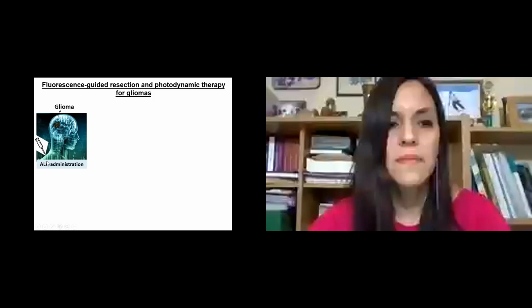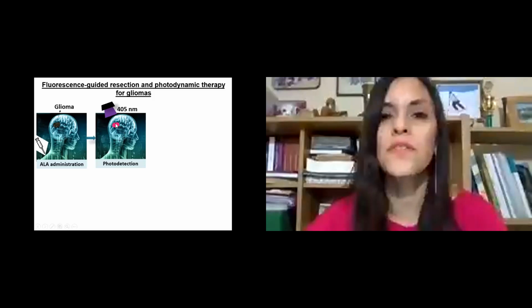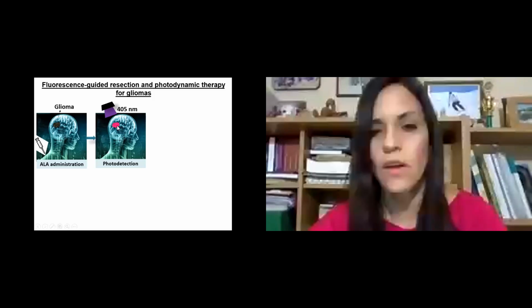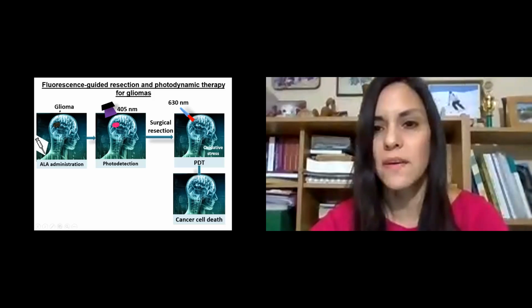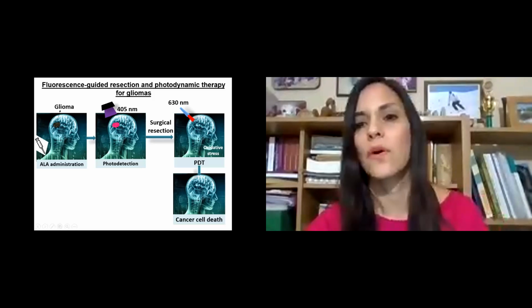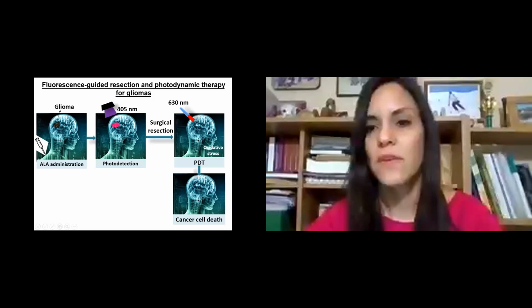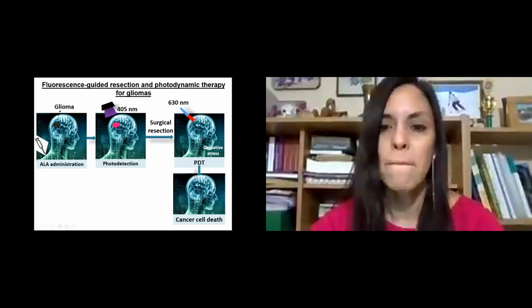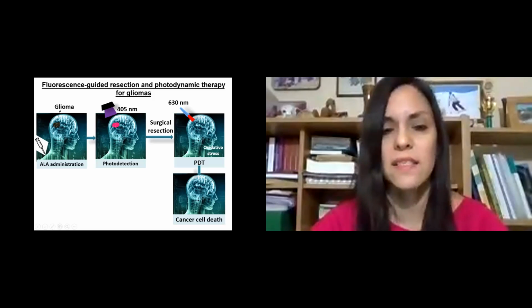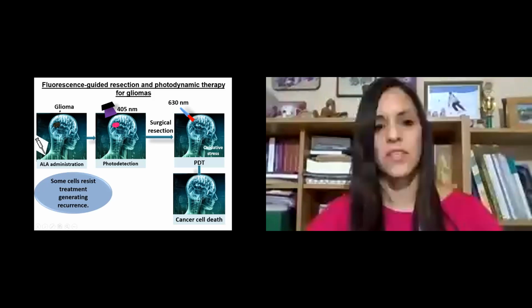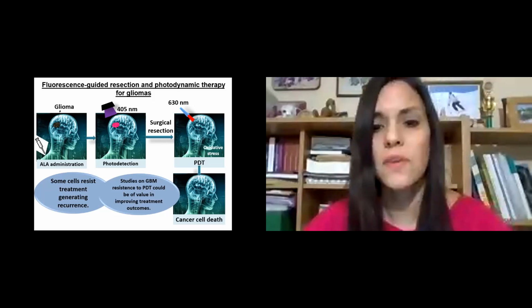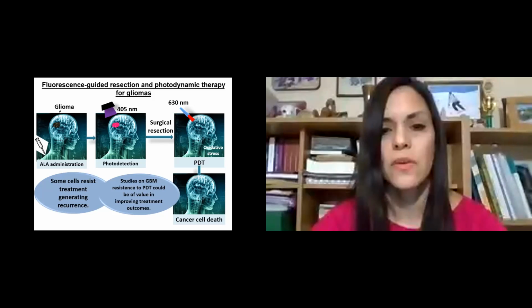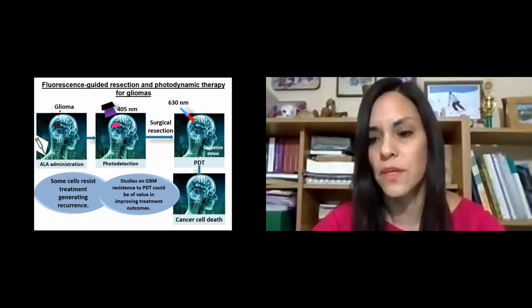First, ALA is administered to the patient. Then the surgeon removes the tumor aided by the fluorescence of the photosensitizer. And finally, remaining cells are irradiated to cause their death by reactive oxygen species. But unfortunately, some cells always resist treatment, generating recurrence in a few months. Studies on glioblastoma resistance to PDT could be of value in improving treatment outcomes.